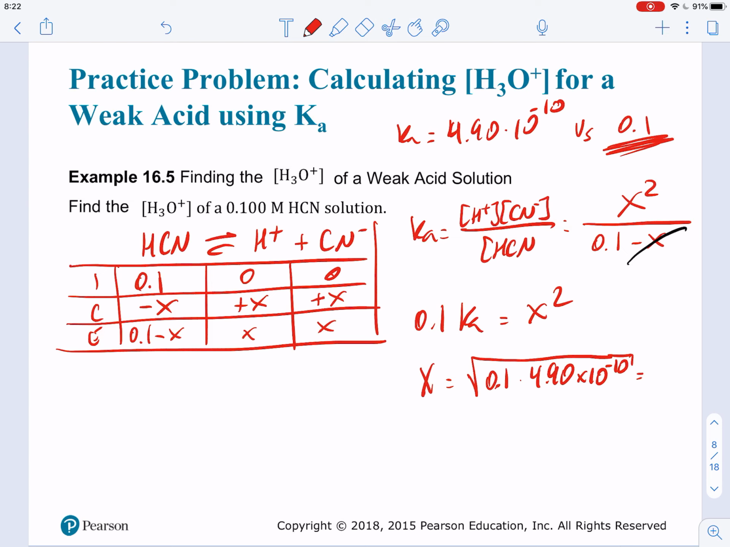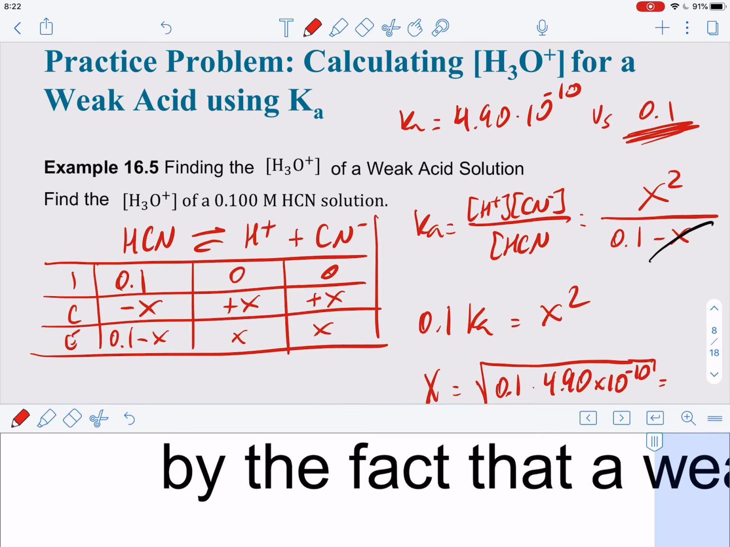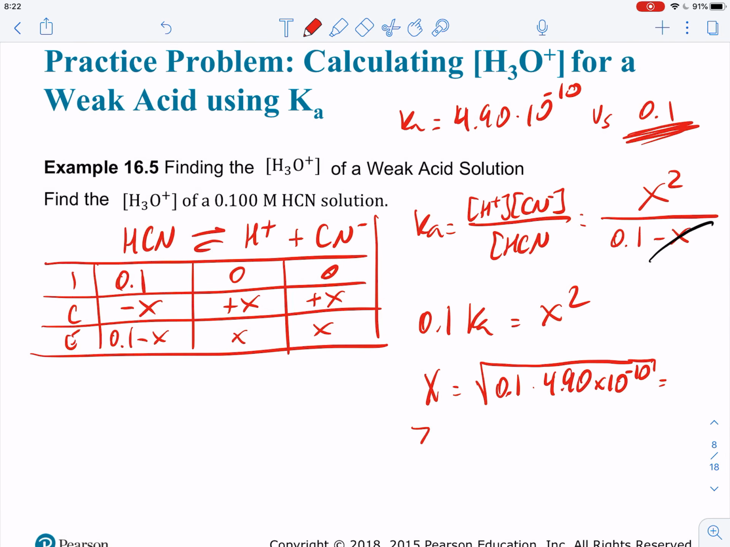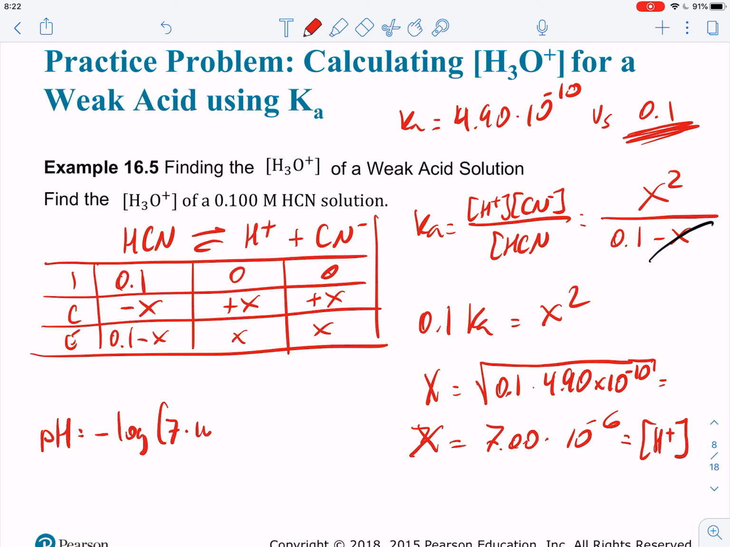And this is equal to, x is equal to 7.00 times 10 to the negative 6. Okay, this is the concentration of H plus. It's not a question, but what if we wanted the pH? pH is minus log of 7 times 10 to the negative 6. And this is going to be equal to 5.16.